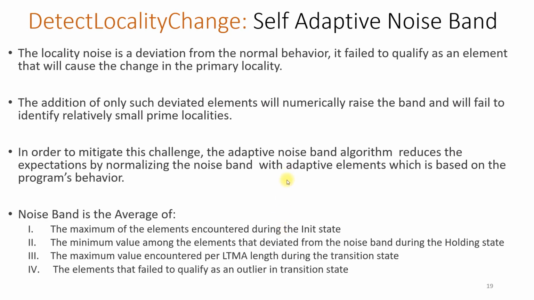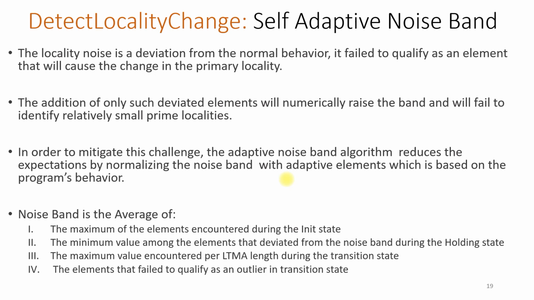Finally, the self-adaptive noise band. So clearly, the locality noise is a deviation from the normal behavior. However, it failed to qualify itself as a primary locality element. Addition of only these elements will numerically raise the band and may fail to identify relatively small prime localities.